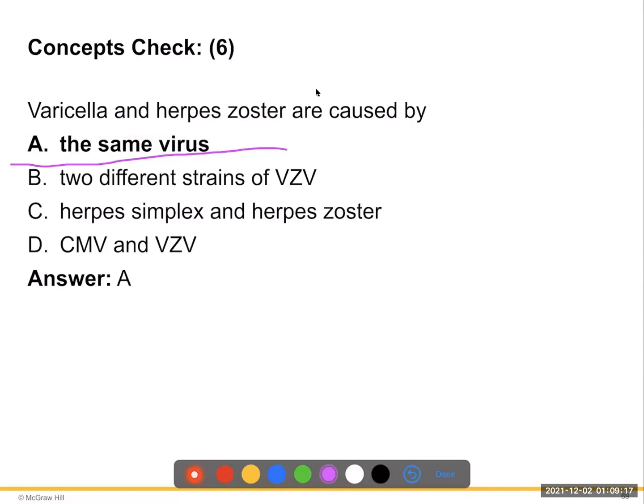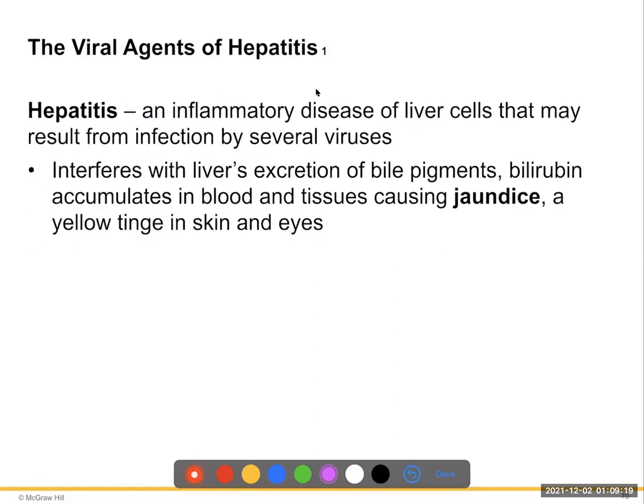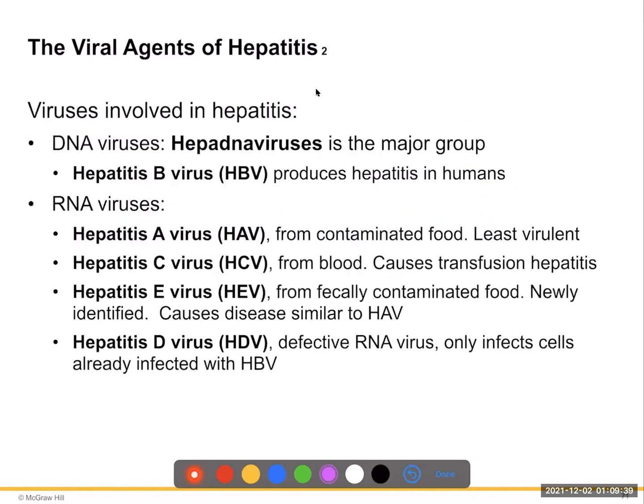Yes. All right, perfect. All right, hepatitis. Hepatitis is an inflammatory disease of liver cells, may result from infection by different types of viruses. It interferes with the liver's excretion of bile pigments. Bilirubin accumulates in the blood from the broken down red blood cells, okay, and it causes jaundice. This is a yellow tinge to your skin and in your eyes, you can see it.